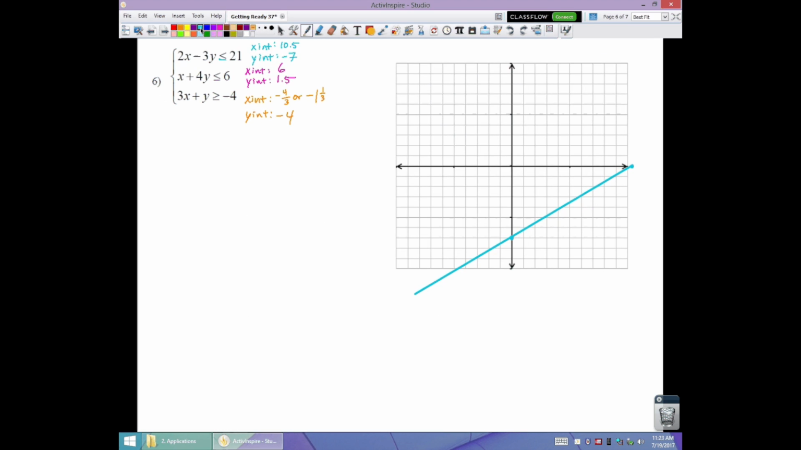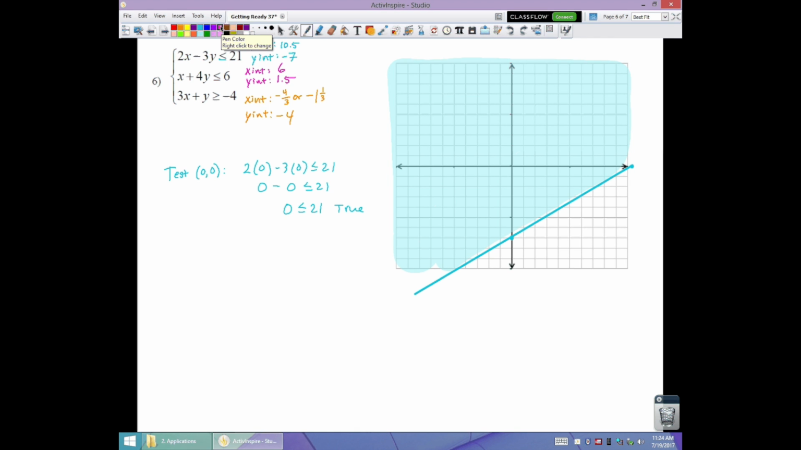And I'll need to do the test point. Test 0, 0. So 2 times 0 minus 3 times 0 less than or equal to 21. 0 less than or equal to 21 is true. So we would want to shade this one above the line.